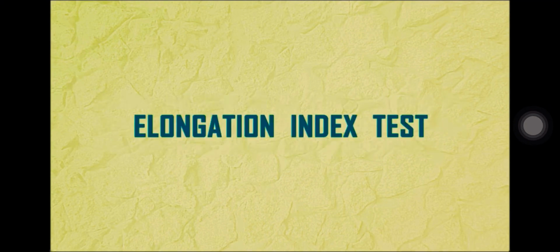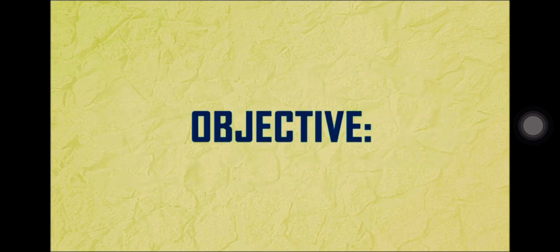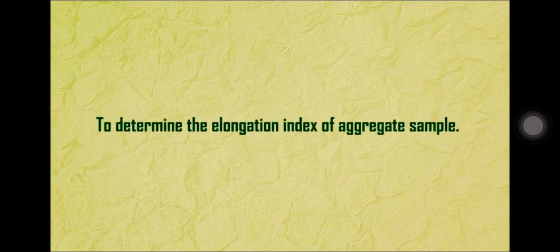Elongation index test. The aggregate particle is considered elongated if its length is more than 1.8 times the mean dimension of the size fraction. Elongated aggregate is not desired due to improper orientation of aggregate particles during mixing and breaks during compaction, thus reduces the strength of the asphalt mix. The objective is to determine the elongation index of aggregate sample.